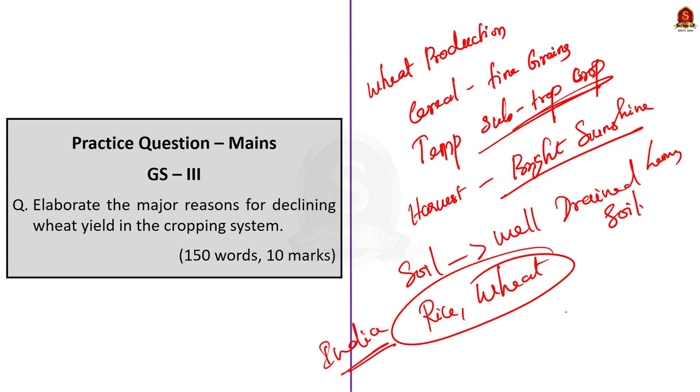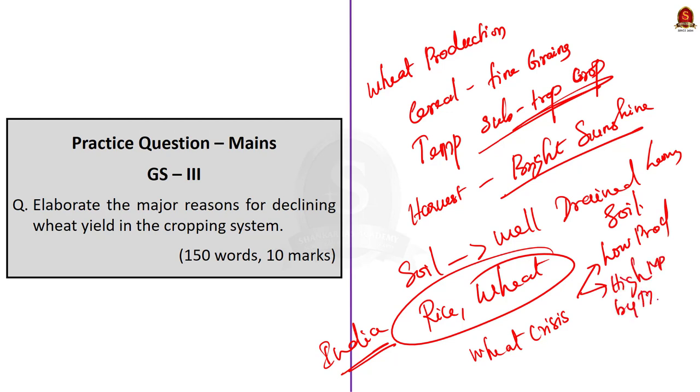And after that we saw the reasons behind lowering estimates and the factors suggesting wheat crisis. The first one is lower production of wheat. And the second one is the higher market prices offered by the private traders. And the third one is hoarding. And the final reason is the increase of price of wheat at the international level.